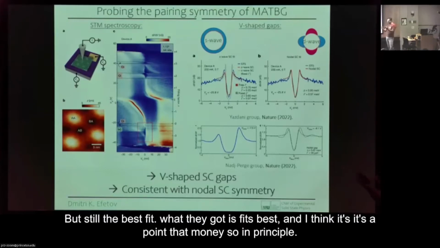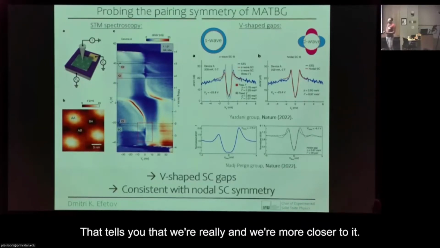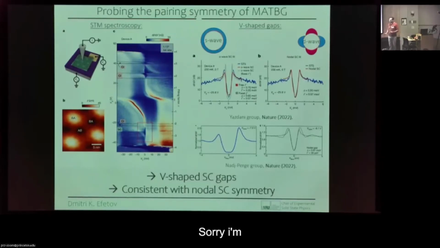But in principle, this already tells you that it's a fine distinction. It's probably hard to interpret too many details into that and tell whether it's D-wave or P-wave or p plus ip or something like that. So it tells you that it behaves differently than S-wave and more closely to D-wave. And they also did experiments on double bilayer graphene as well. Sorry? On double bilayer graphene. No, double bilayer graphene is not superconducting. Oh, it's not superconducting, but on trilayer.